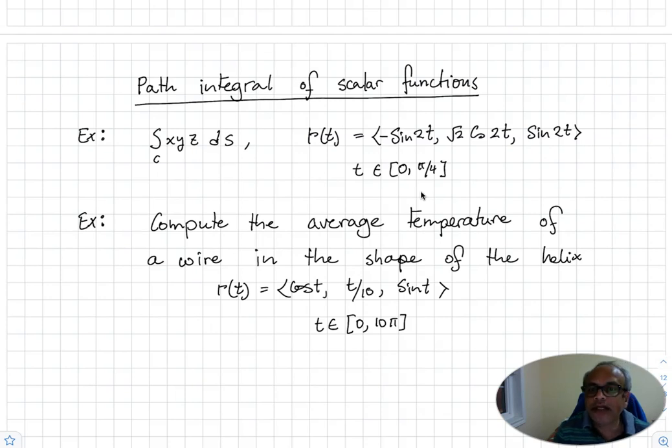where you want to calculate the average temperature of air in the shape of a helix, and the helix is given. So this is again an integral, but now the temperature field has to be given here. So let's just write down the temperature field here. x squared plus y squared plus z squared is the temperature field.